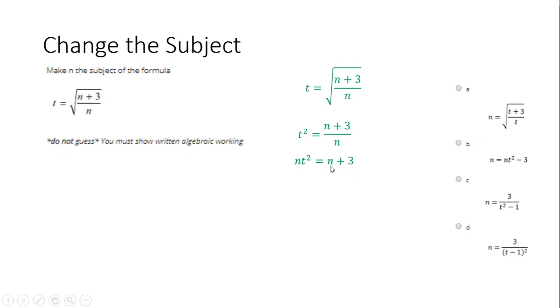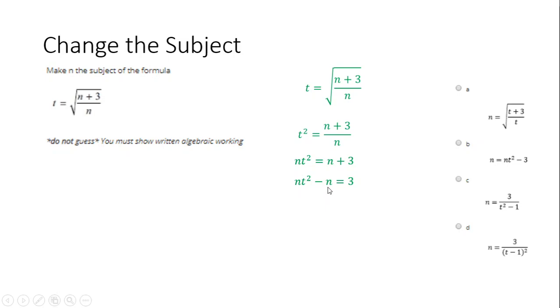So let's get them together on the same side. I'm going to move this n over to this side. It was plus n, now it's going to be minus. So I've got nt squared minus n is equal to, the 3 is now on its own on the other side. But I want the n on its own, and it's in these two terms.